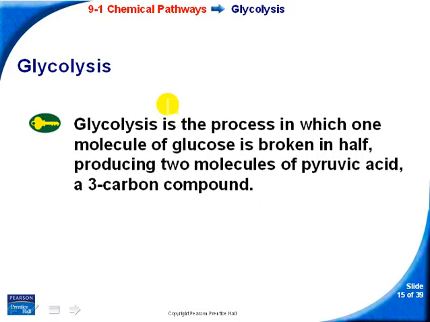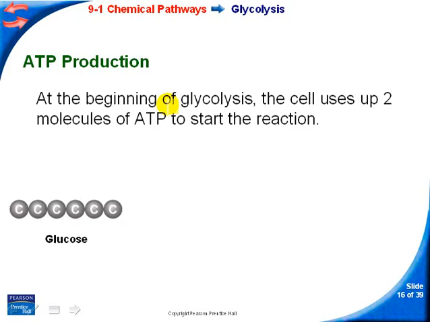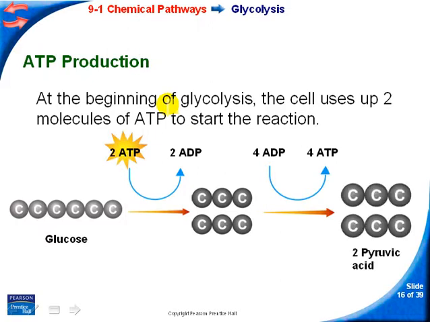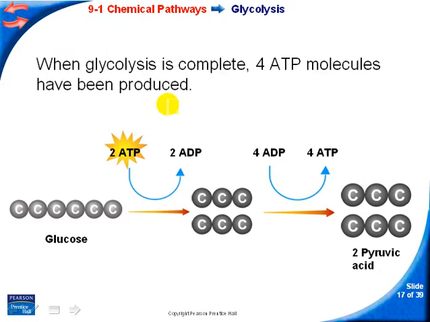Remember, glucose is a 6-carbon compound, so if we break it in half into 2 3-carbon compounds, all the carbons are accounted for. So the cell is going to use 2 ATP to start this reaction. Those ATP turn into ADP, and we get out of it 2 3-carbon compounds, and we gain from it 4 ATP. And in the end, we're left with 2 pyruvic acid as a result of it.